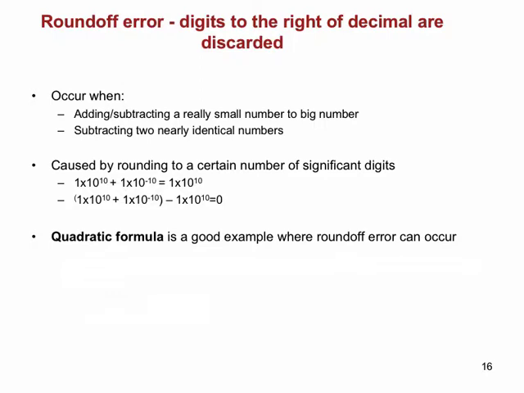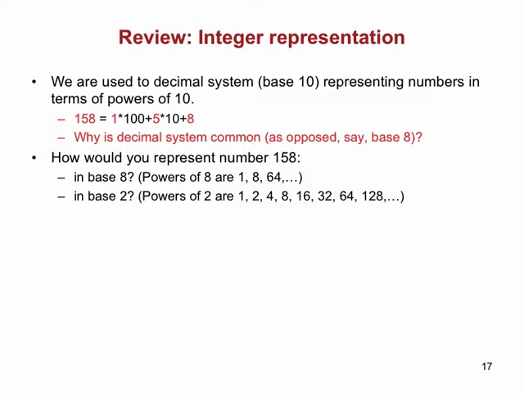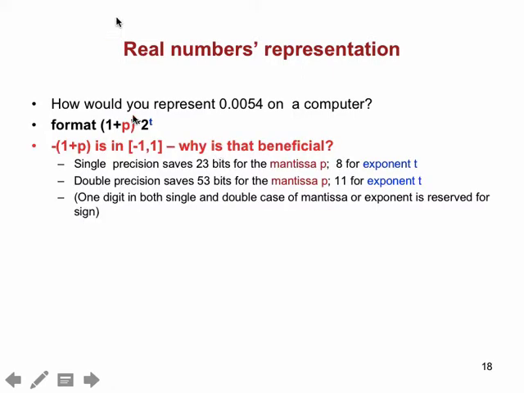If you remember, the way I'm representing the real number is a scientific notation version of it in the binary system. And then it's going to be 1 plus p times 2 to the t. So if I have two numbers where these exponents are very far apart, it's very hard to find one exponent that works for all.